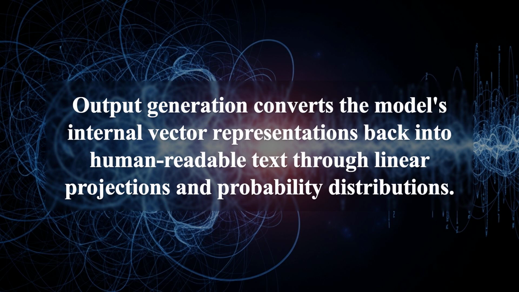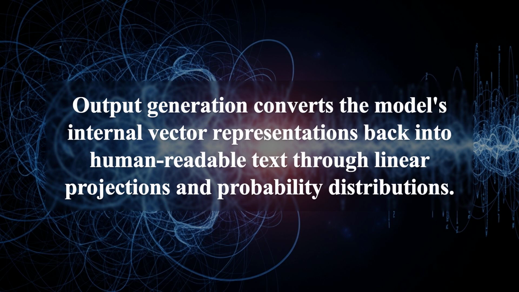But we have a problem. The model has thought about the input, but it still speaks in the language of high-dimensional vectors. How do we translate these mathematical insights back into human-readable text? This final module covers the elegant solution, the output generation process that converts internal representations into probability distributions over our vocabulary. This is where the magic of text generation happens.